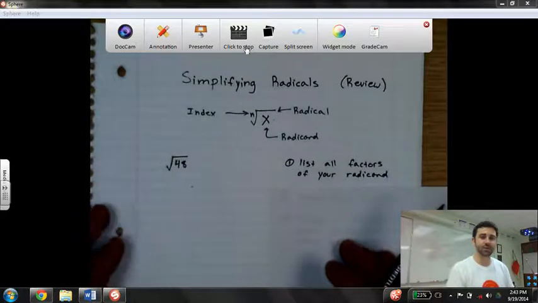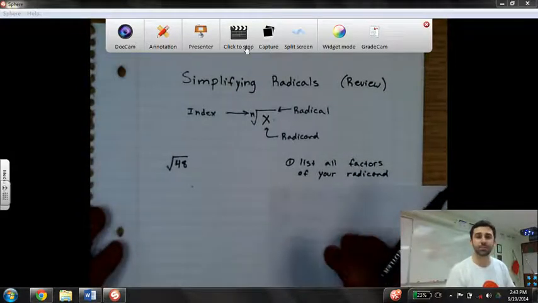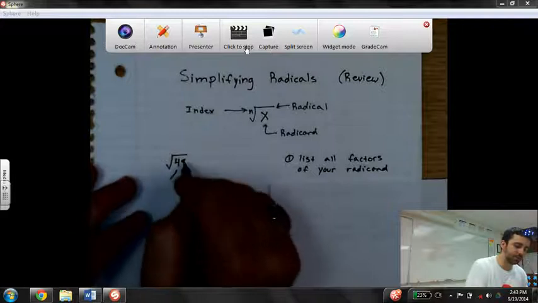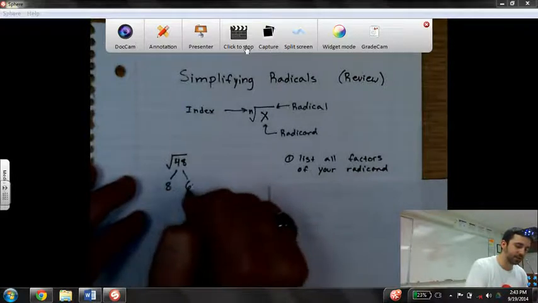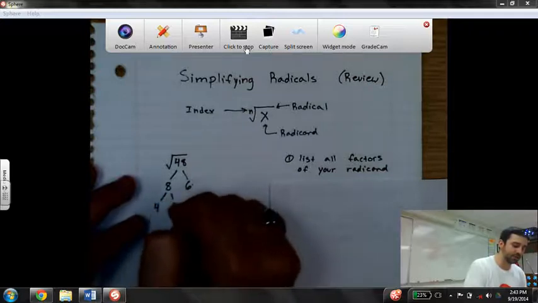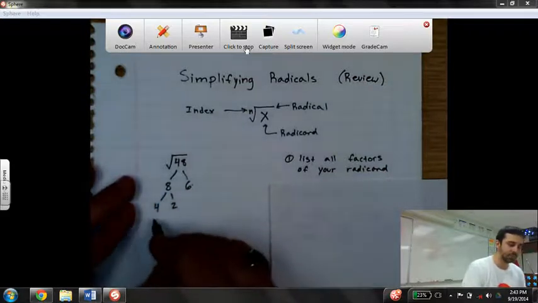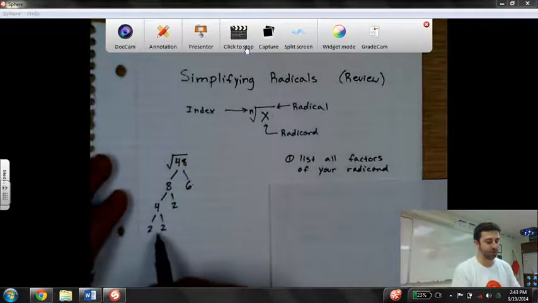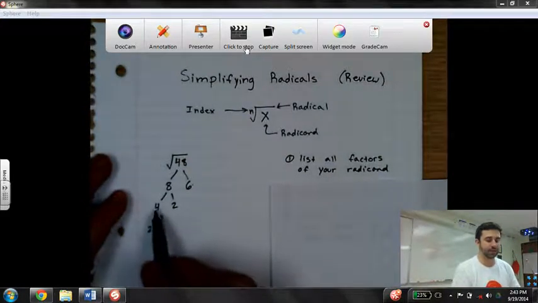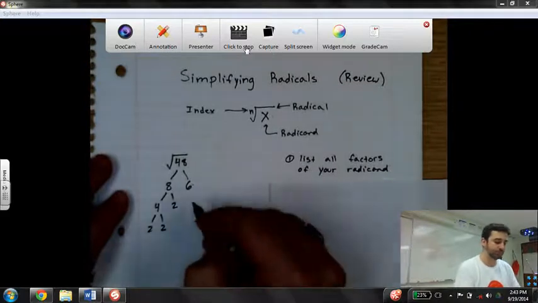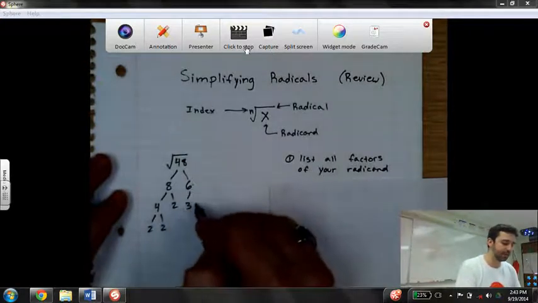Our first step is to list all the factors of your radicand. And so I'm going to do this with a factor tree, breaking up 48 into 8 and 6. I'm going to break down 8 further into factors 2 and 4. And then I'm going to break 4 into 2 and 2. And what I mean by factors are the two numbers that multiply to give me a number. So 2 and 2 gives me 4, 4 and 2 gives me 8, 8 and 6 gives me 48. And then I'm going to break up 6 into 3 and 2.